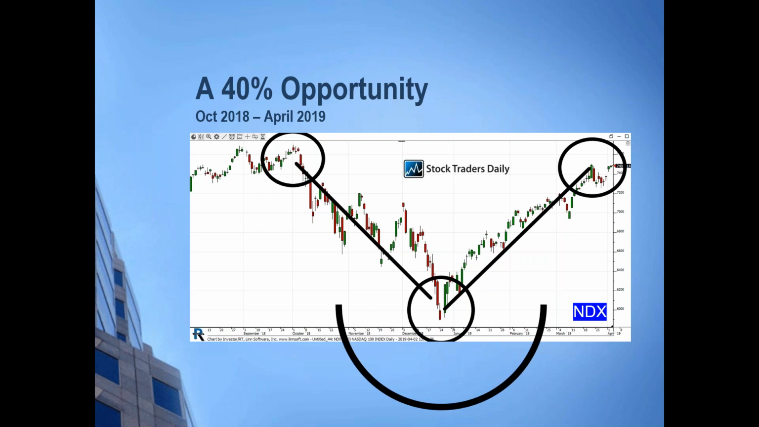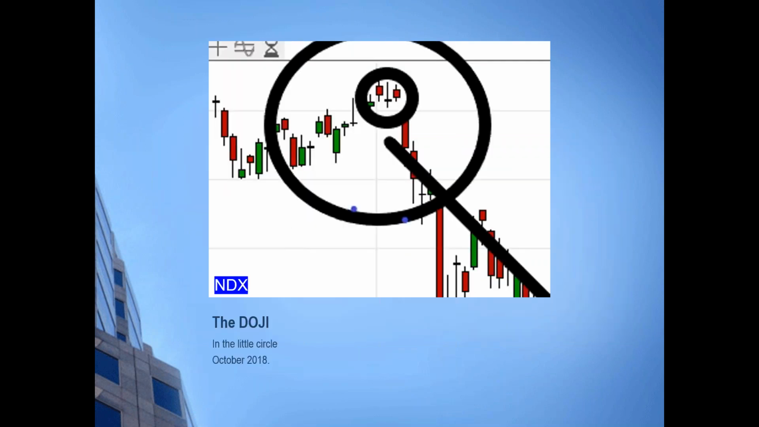The question is, and I'm sure this is what's on everyone's mind, how did a doji help us identify this move? Well, look up here. Look at this upper left-hand box, this circle, and take a closer look at it. And look at the inner circle that existed in October of 2018. For those that look for dojis, that's a doji pattern right there.